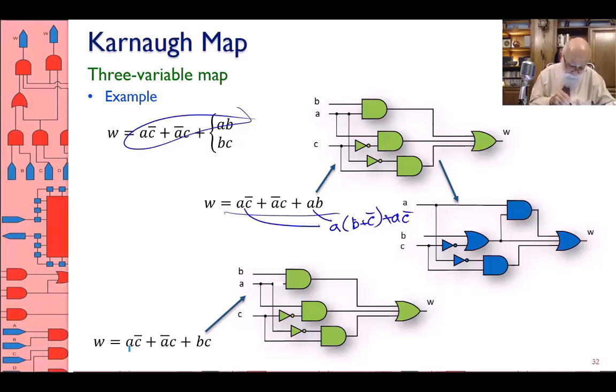I have another implementation here. Let's do A C bar, or A bar C, or B C. So A C bar is there, A bar C is there, and then I have B C, and therefore what I need is a wire from here to here. What you're seeing is that AND gate input, whether it's connected to A or to C, doesn't matter. You can take this wire from there, put it down there, and the circuit works exactly the same way.